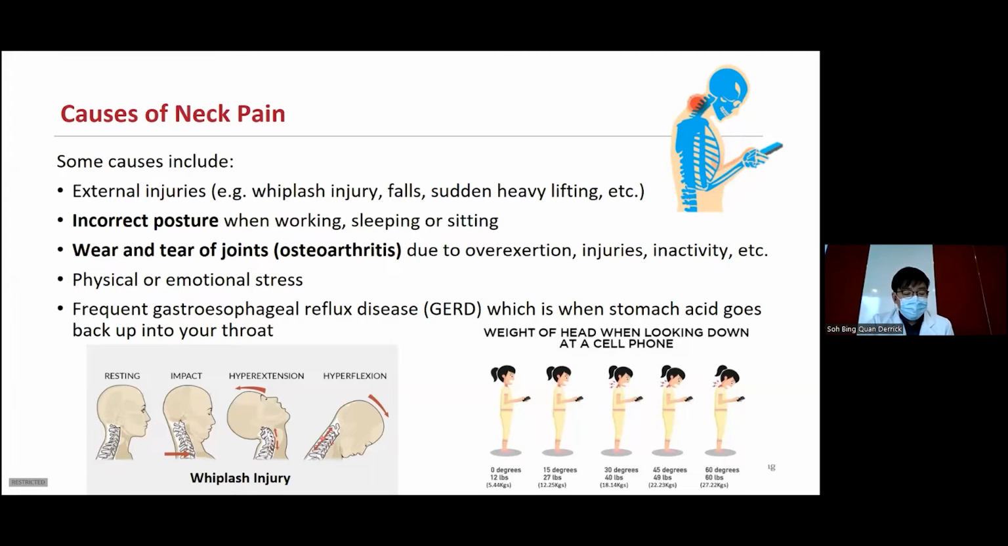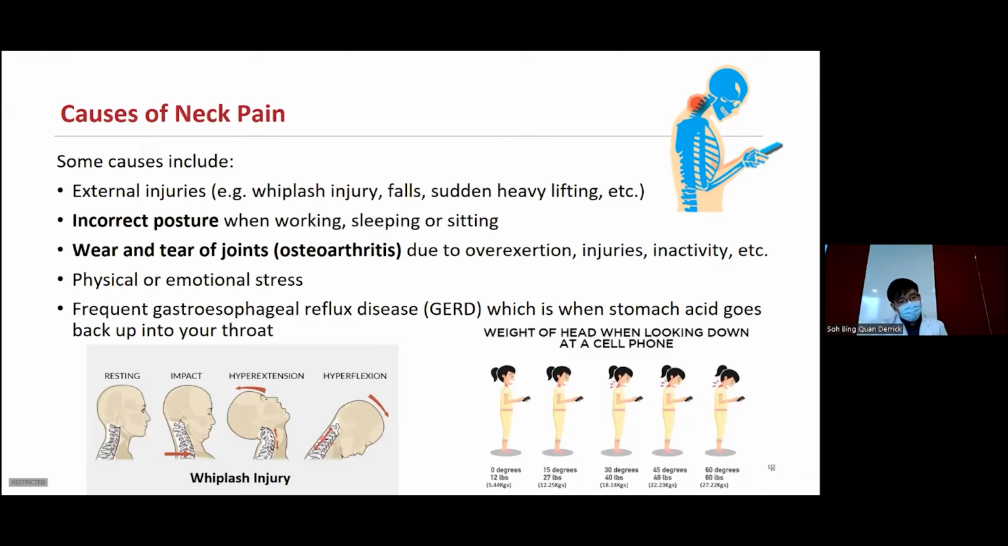Okay. So you can see that from external injury all the way to acid reflux, one of the things that you can actively change is incorrect posture. Right, because this is the thing that you do every single day when you are working, when you are at home, or when you are playing outside. Okay, that's one thing. So today I'll put a bit more focus on the posture, and later I'll talk about wear and tear of joints.